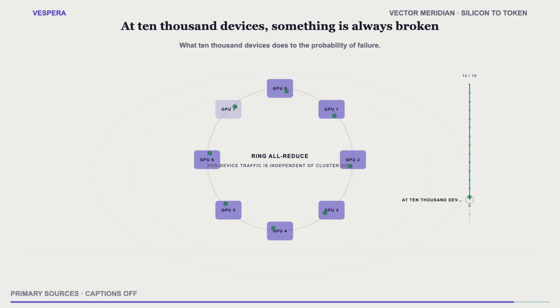I raise this because it puts the rest of the film in perspective. We spent 3 hours on how to move numbers efficiently. At 10,000 devices, you must also consider that some of the numbers are simply wrong, that nothing will tell you, and that your beautifully optimized pipeline is faithfully propagating the error at 3.35 terabytes per second. Efficiency is necessary. It is not, at this scale, sufficient.